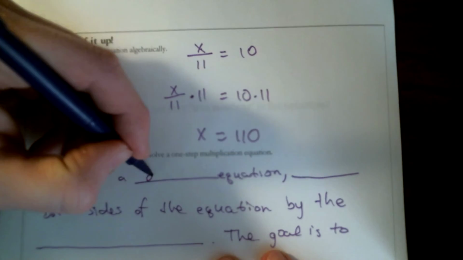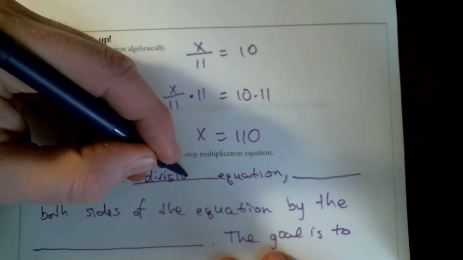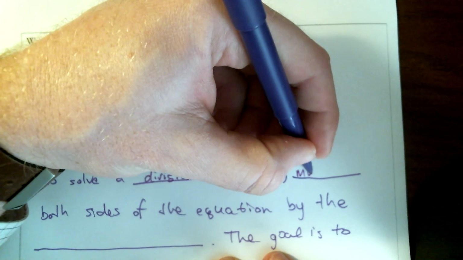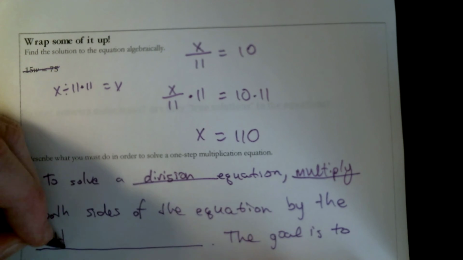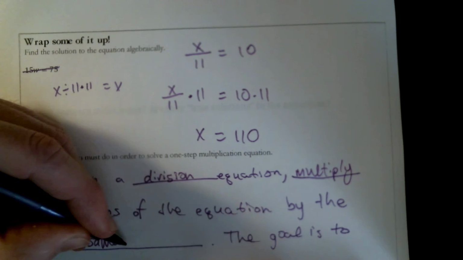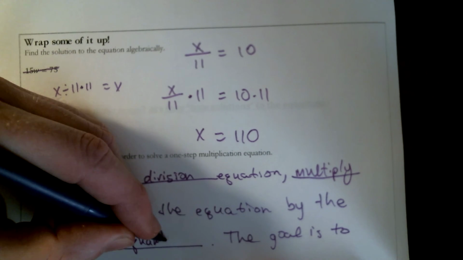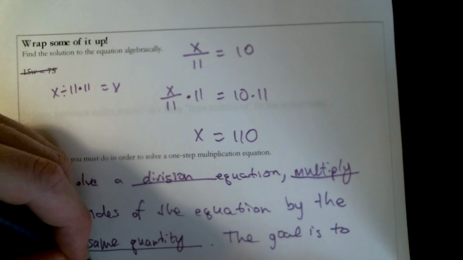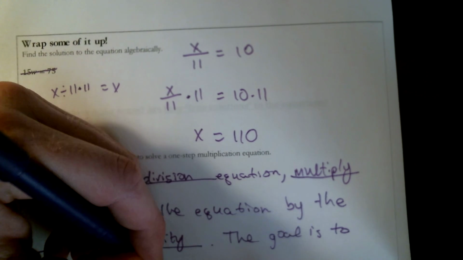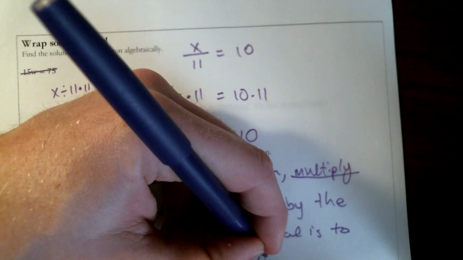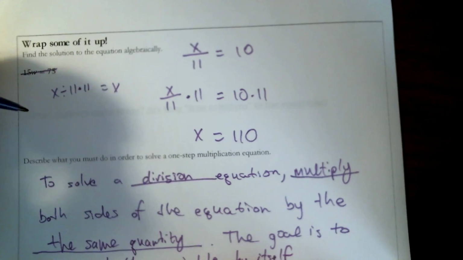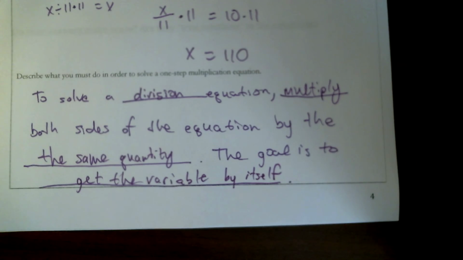So to solve a division equation, which is what we've been doing in the second half, multiply both sides of the equation by the same quantity. The goal is to get the variable by itself. That is the name of the game when solving equations. How can you isolate the variable? How can you get it by itself?